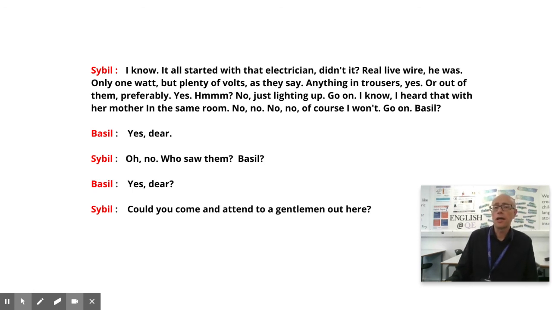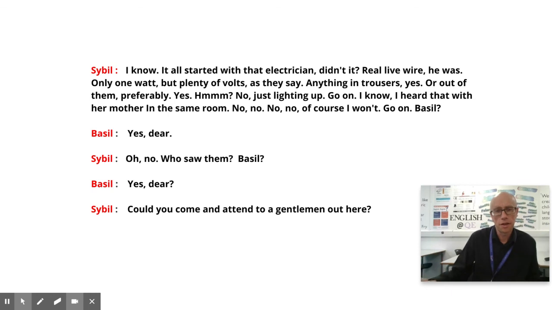I know, it all started with that electrician, didn't it? Real live wire he was. Only 1 watt, but plenty of volts, as they say. Anything in trousers, yes, or out of them preferably. Yeah. No, just lighting up. Go on. I know. I heard that with her mother in the same room. No, no, no, no. Of course I won't. Go on. Basil. Yes, dear. Oh, no. Who saw that? Basil. Yes, dear. Could you come and attend to a gentleman out here?